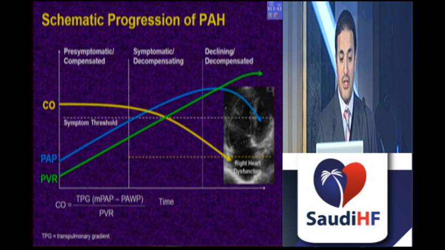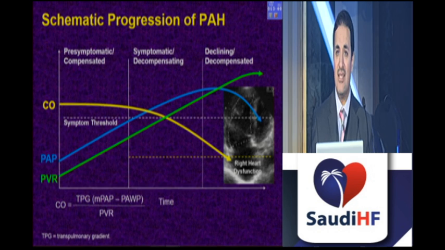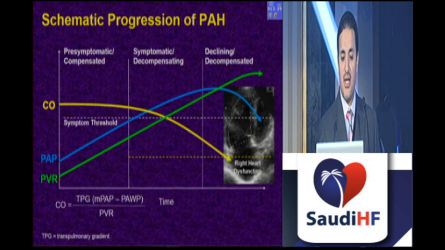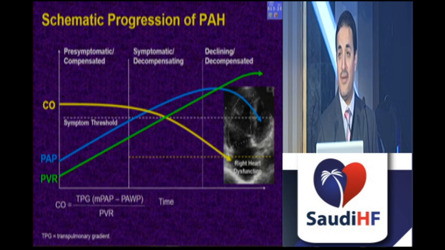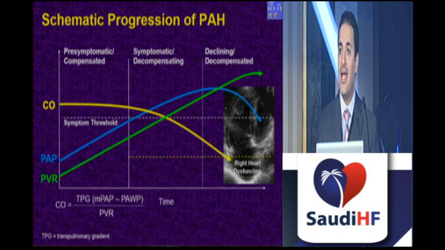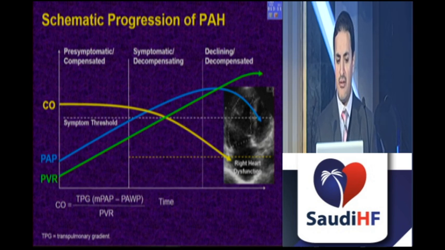So earlier, in this stage, when patients are asymptomatic, the cardiac output is preserved. The pulmonary artery pressure is rising, and the pulmonary vascular resistance is rising. As patients start developing symptoms, the cardiac output starts going down, and that's primarily why they start having symptoms, while the pulmonary artery pressure and the PVR are still going up. And in advanced stages, you start seeing that the pulmonary artery pressure is now going down because of RV failure and the inability to actually generate pressures.